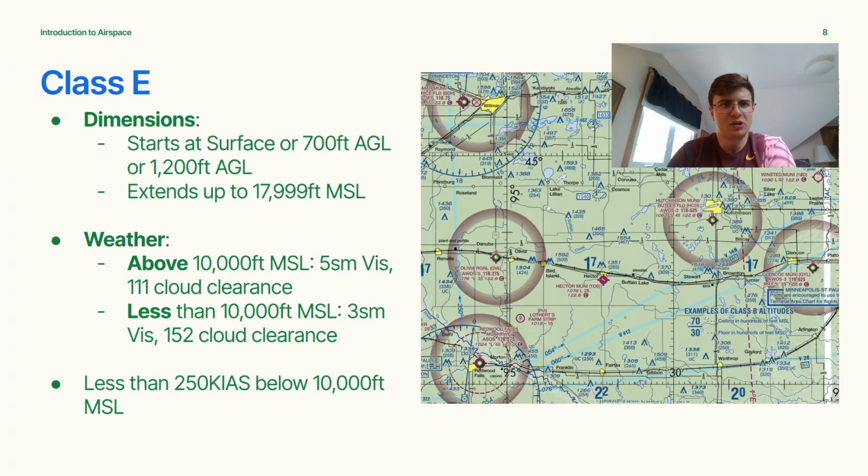All right, let's talk about Class Echo. Class Echo airspace, also known as the Class Everything airspace. So that's everything between Alpha and our other airspaces here.